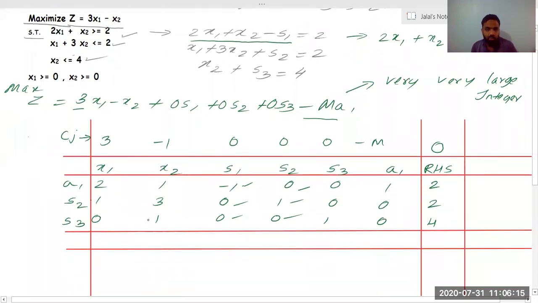Now we already know Zj minus Cj for the identity matrix. So this will be 0, this will be 0, this will be 0. You can even check it. So now this side is minus M, this is 0, this is 0. We have taken these values from the z equation only.